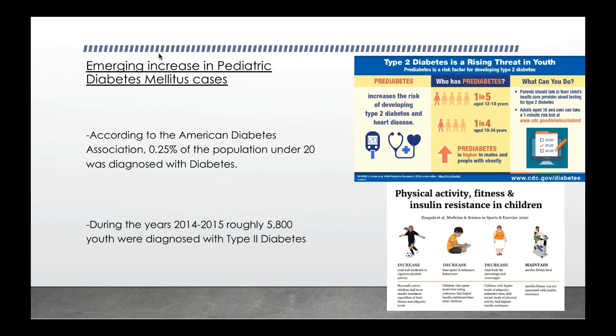So between 2014 and 2015, there were roughly 5,800 youth that were diagnosed with type 2 diabetes, according to the American Diabetes Association. And 0.25% of the population under 20 was diagnosed with diabetes.